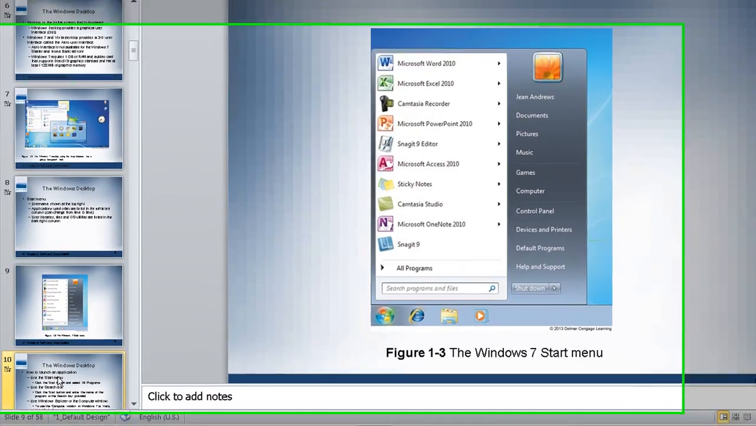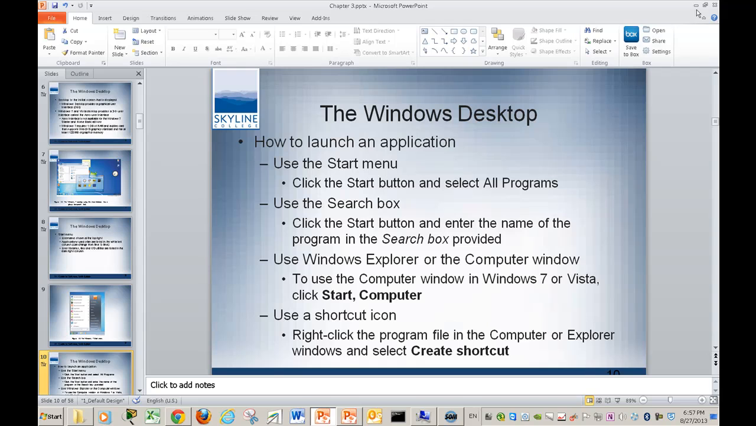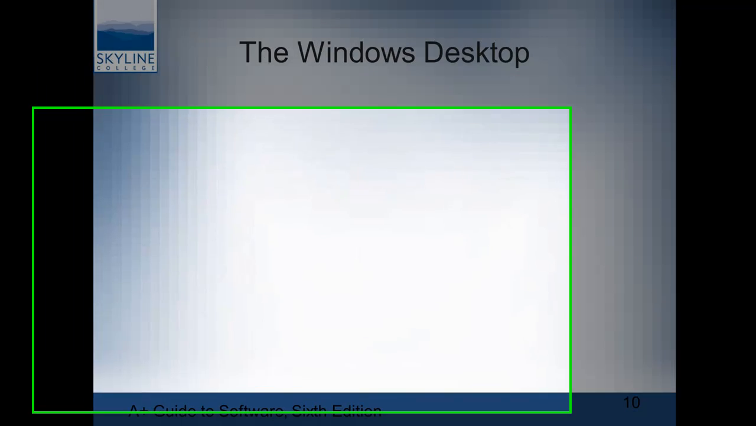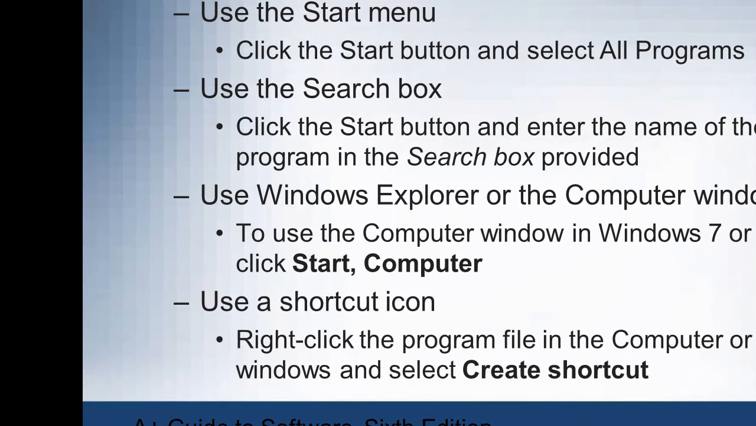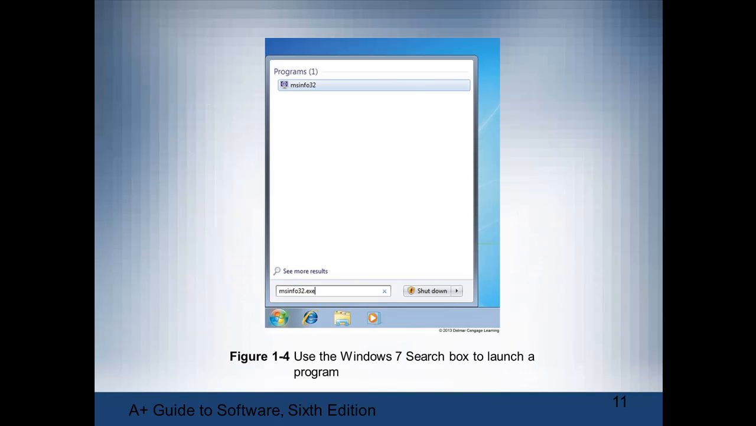So it has lots of capabilities. To launch an application, probably all of you have done that, right? Start, go find it, click on it. The search box we just looked at, Windows Explorer or the computer window. Windows Explorer, double-click My Computer. You go through looking for particular files. You can right-click the program, the computer or Explorer, and create a shortcut. If you create a shortcut, it will send it to the desktop.